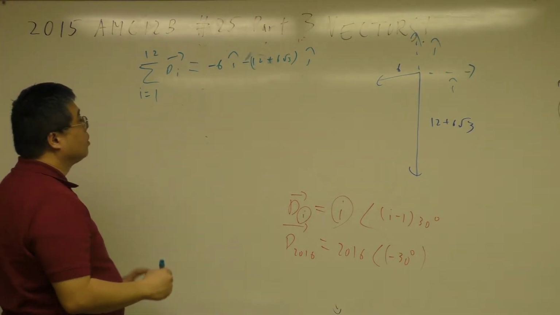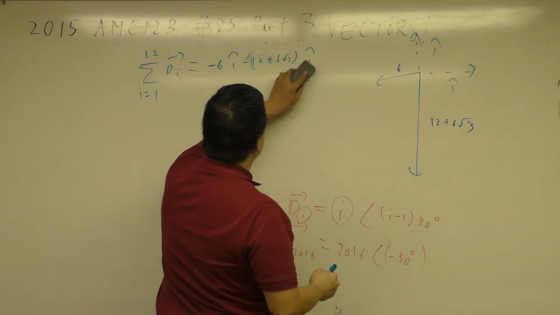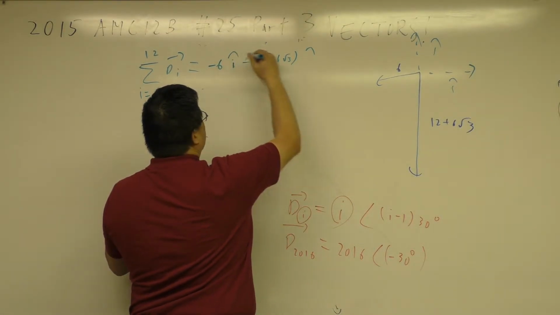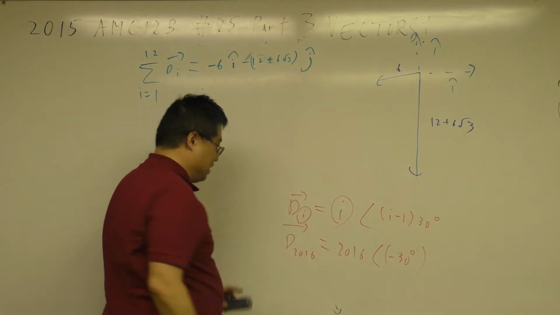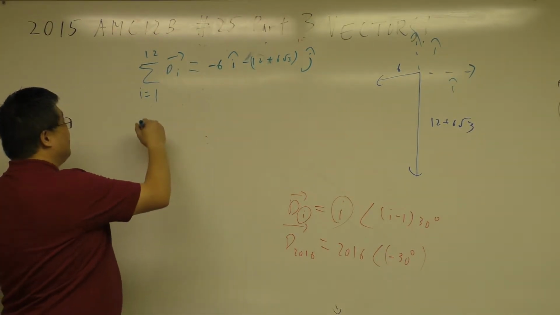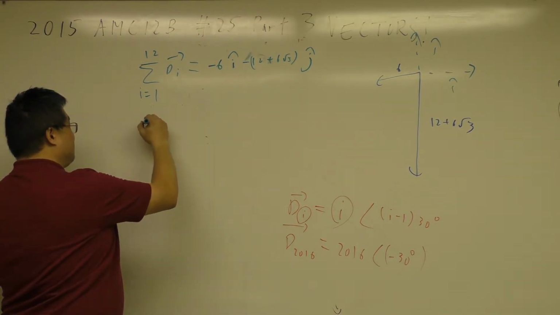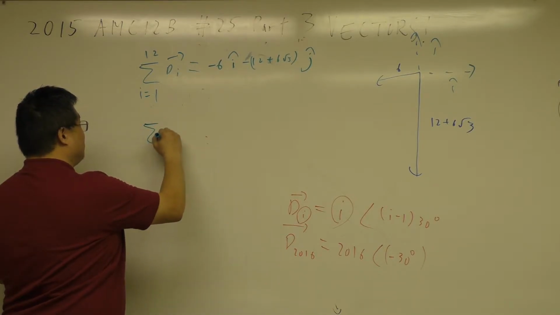I and J are too similar. Yeah, I and J, they had to choose it like that. It's similar. That's kind of hard to avoid.